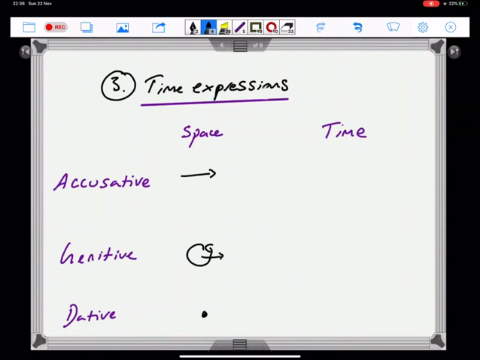So the accusative answers the question, how long? How long were you walking for? I was walking for three days. Periepatoun treis hemeras. You've simply put "three days" into the accusative and you get "for three days." You haven't used a word for "for." That "for three days" is a durational use of the word "for," and that is expressed by the accusative in Greek.